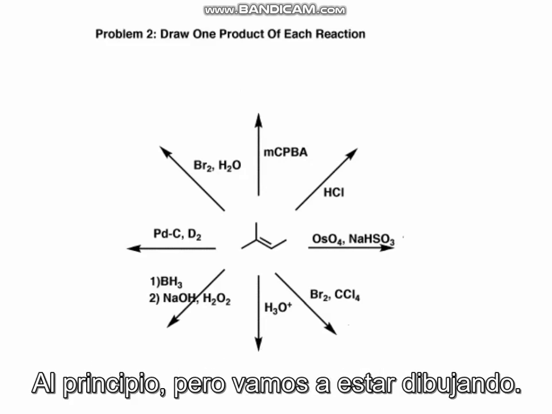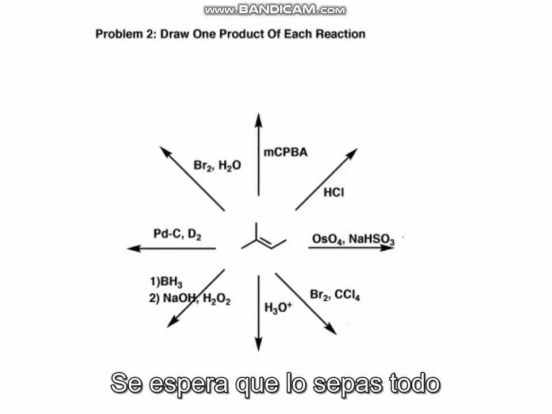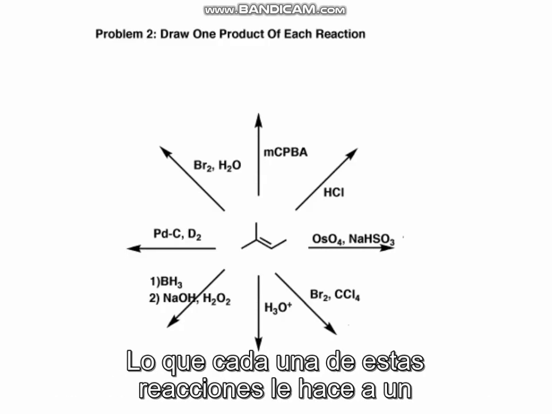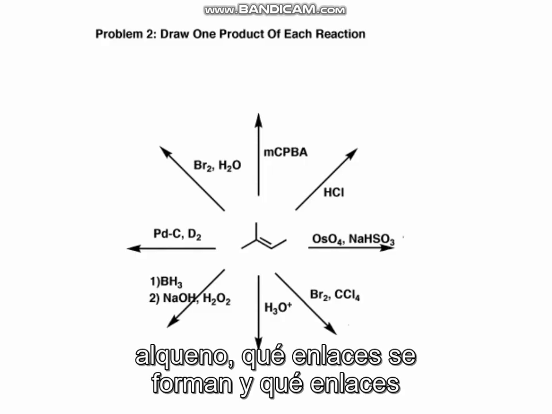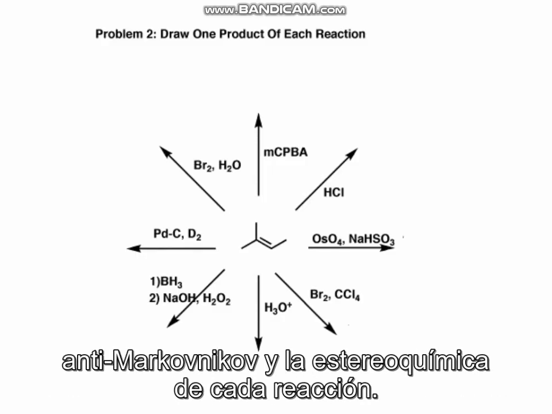This might be a little bit intimidating at first, but we're going to be drawing the product of all of these reactions. Now, unfortunately, there's no getting around learning these reactions. You're going to be expected to know all of them. You just have to get into your head what each of these reactions does to an alkene, what bonds are formed and what bonds are broken, and you also have to know what we call the regiochemistry, so that is Markovnikov or anti-Markovnikov, and the stereochemistry of each reaction.